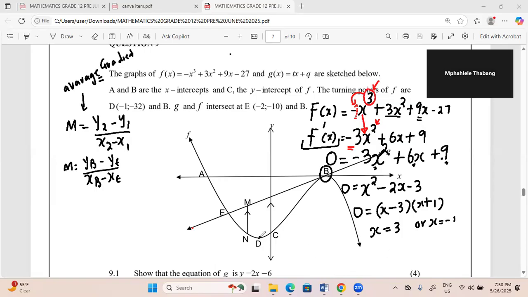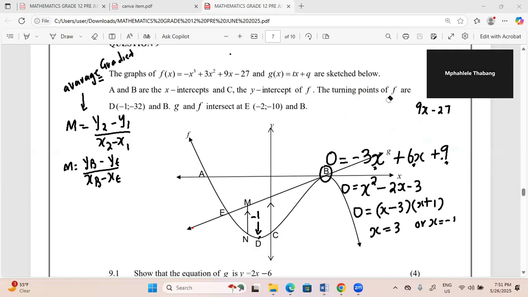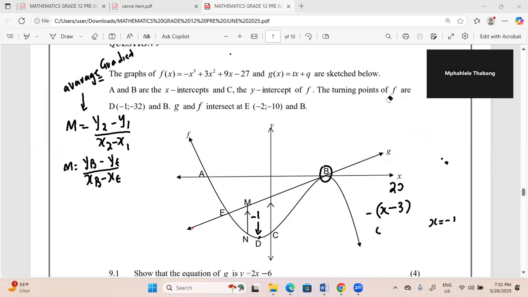So the negative 1 obviously will go to D. This is where x is negative. And then 3 will go to B. So the x-coordinate of the turning point at B is 3. I know that the x-coordinate at B is 3. And because B is not only the turning point, guys, it is also the x-intercept, it means that the y-coordinate at B is 0.